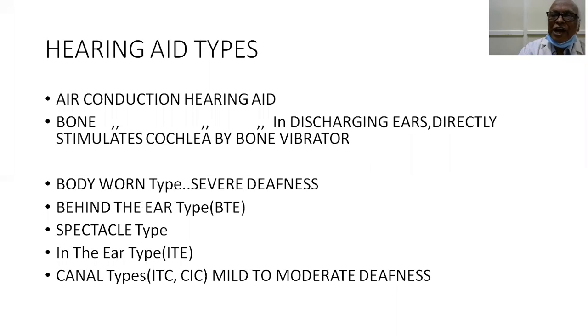Now, what are the different types of hearing aids? There are air conduction hearing aids, which are commonly used. The other variety are bone conduction hearing aids. When do we use bone conduction hearing aids? Suppose the ear is discharging. If you keep a hearing aid inside the ear, the hearing aid gets damaged, and also the ear problem gets worsened, because the discharge gets accumulated there, and there will be more infection and more discharge and pain and so on.